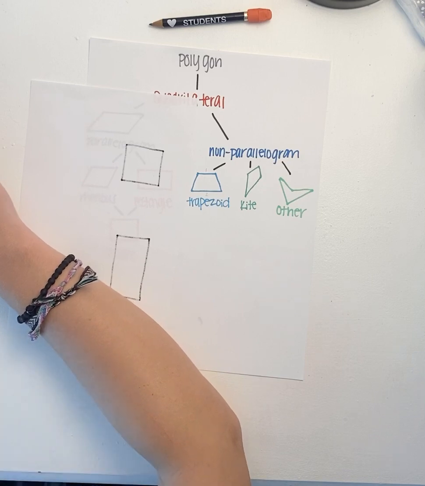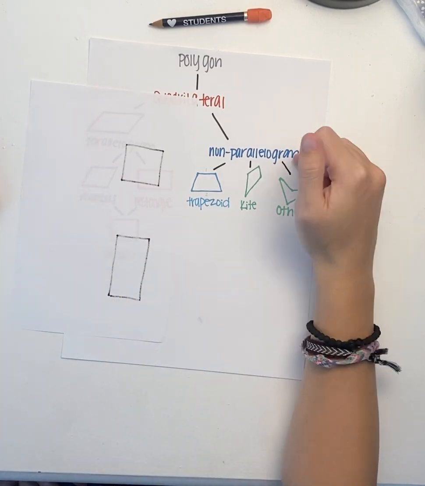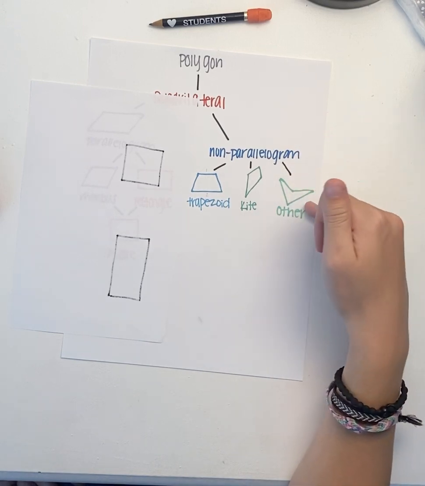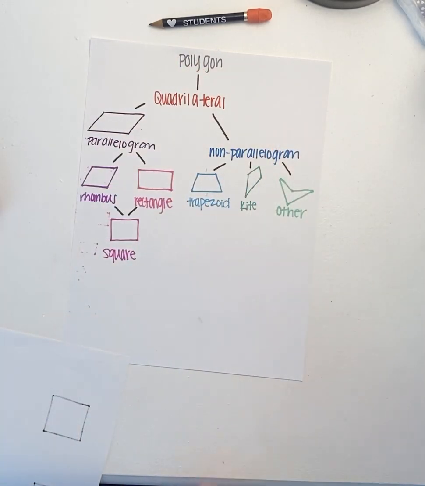Just as a side note, there are other shapes that do not qualify as parallelograms, so they are non-parallelograms. And they fall under the category of other, such as this one. So this completes our hierarchy of 2-dimensional figures.